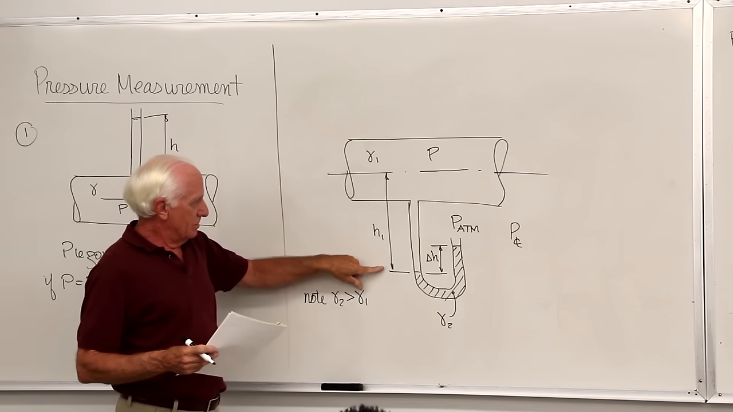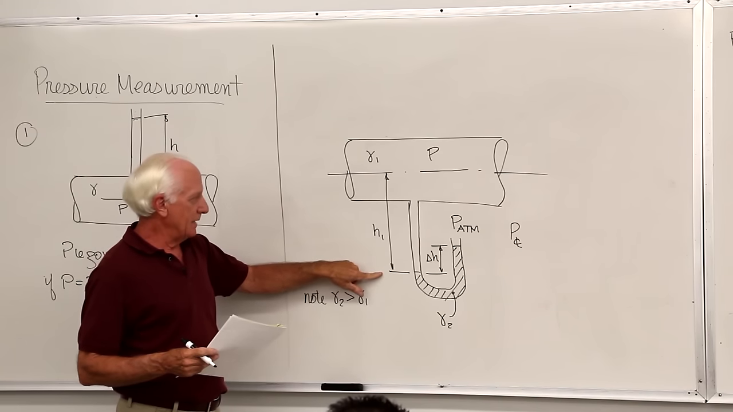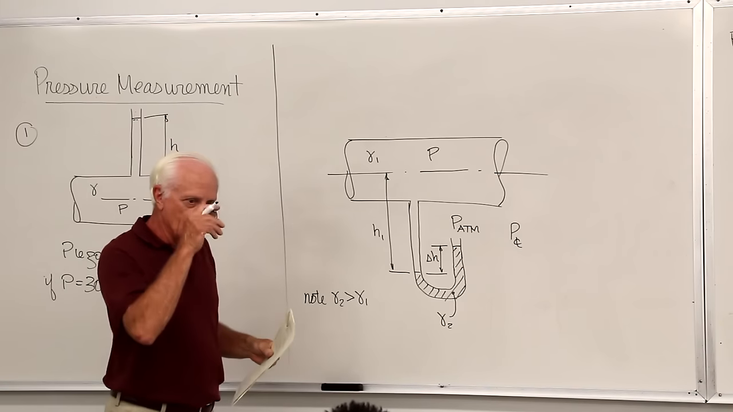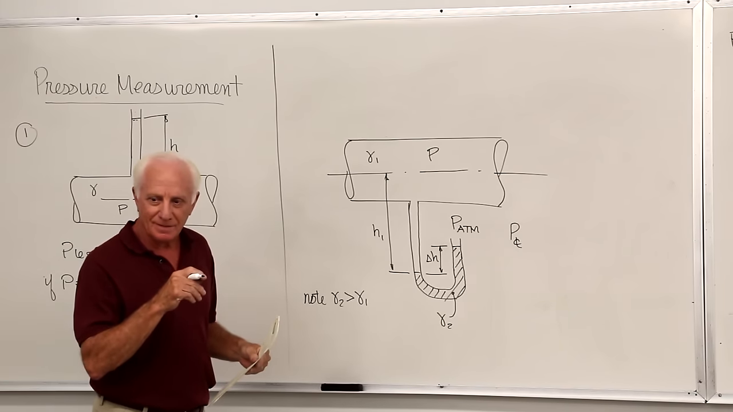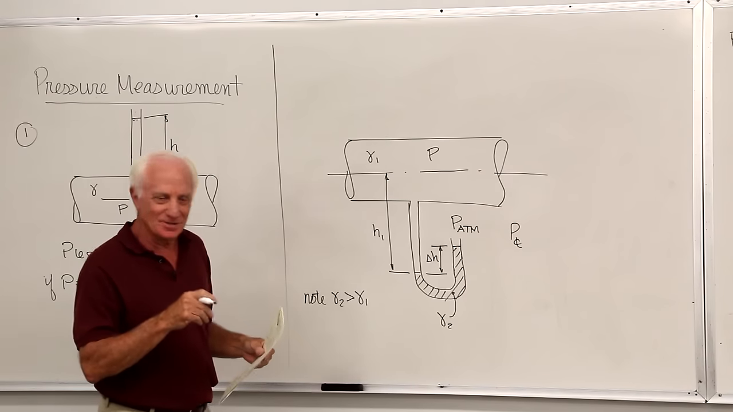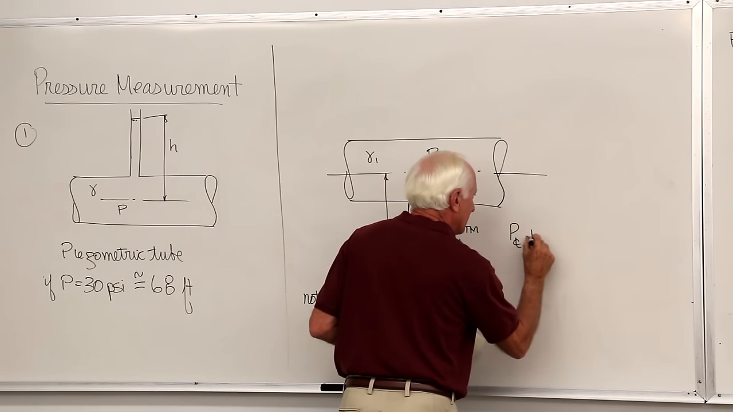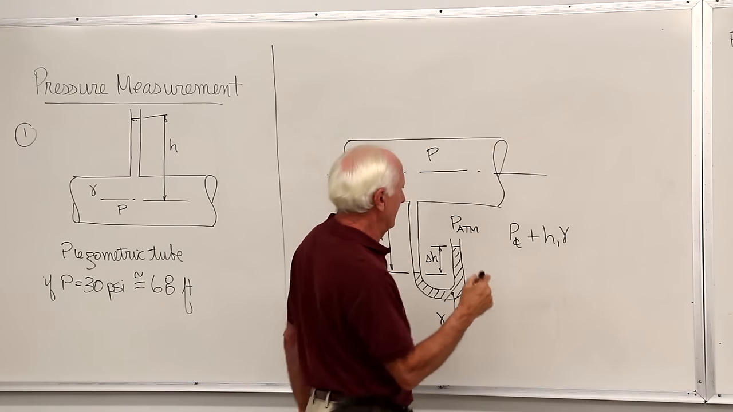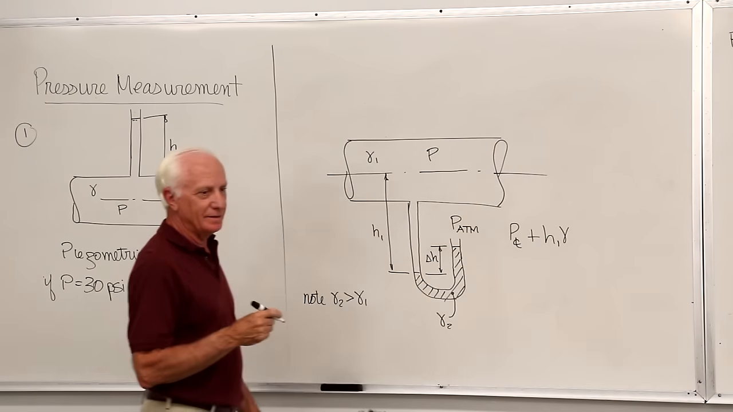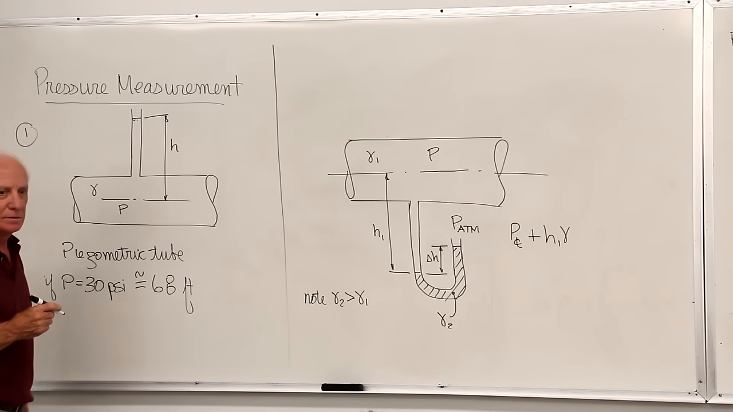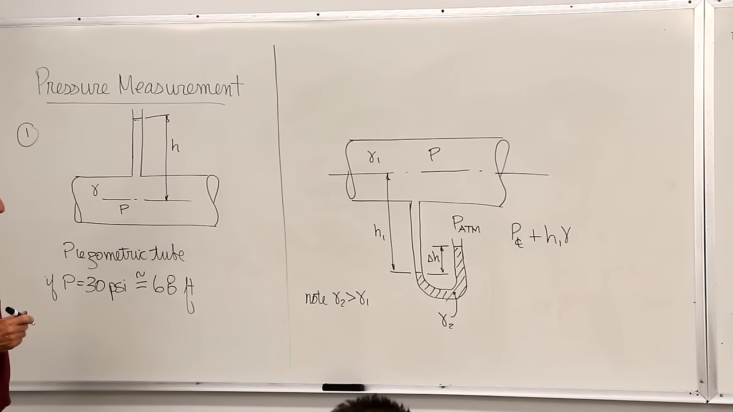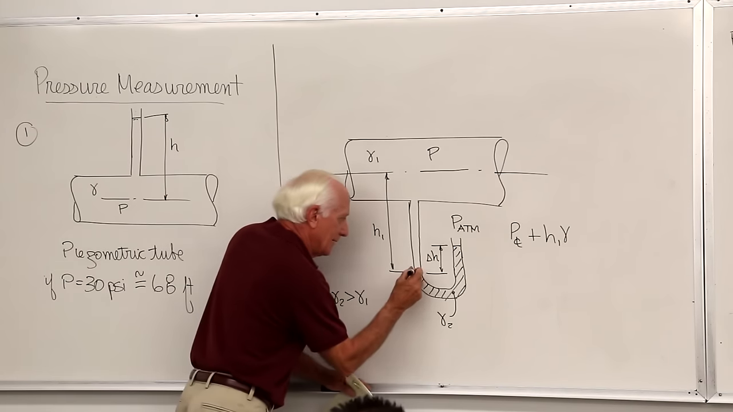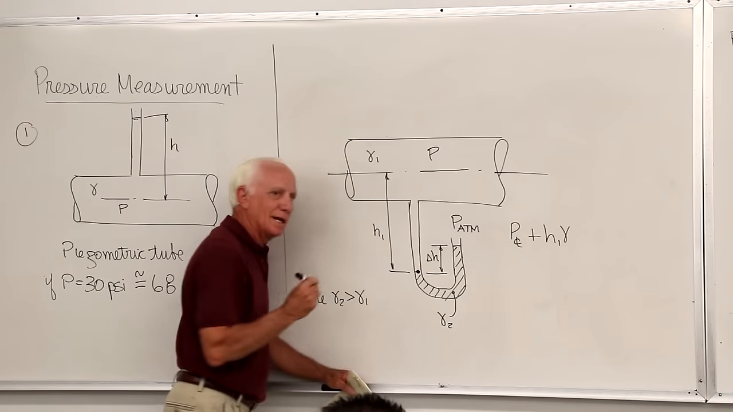Go down. How far down? H1. What's the fluid? Gamma 1. So, if we go down, the pressure goes up. Plus H1 gamma, which came from our dP/dZ equals minus gamma. Okay, that gets us right here. That's the pressure right at that black dot.